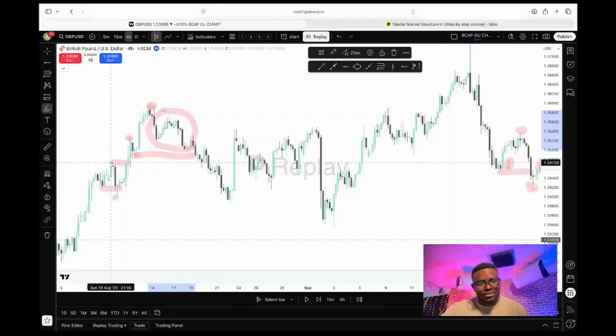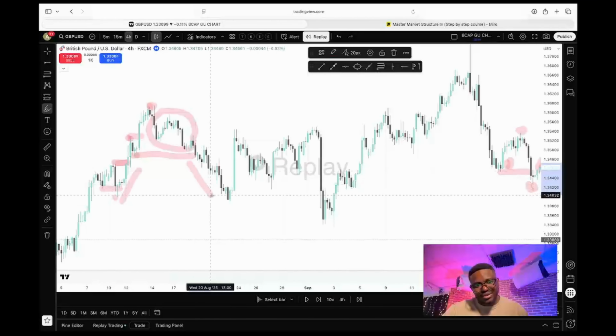shift. So this is a break of structure, this is a break of structure, this is a market structure shift right here. This is a market structure shift because price was bullish and then price shifted structure and now price is bearish.